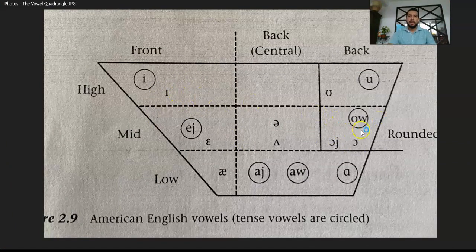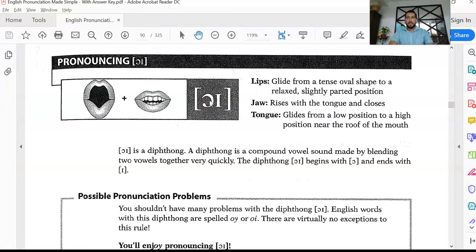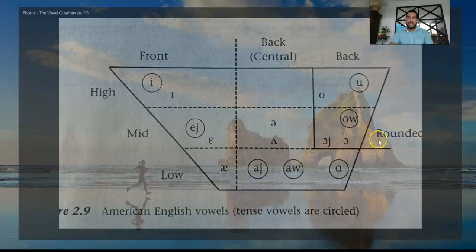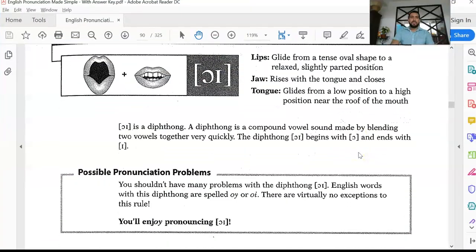That's why it begins in the back, and then it glides from a mid to a more or less high position. Okay, it says it's low here, but I think it's somewhere between mid and low. You can see the line here. It's kind of mid-low. Right, pronunciation problems.